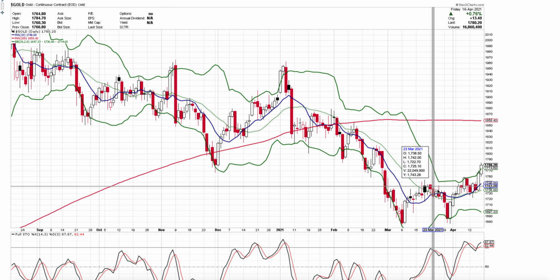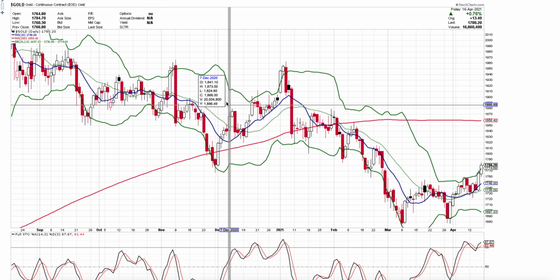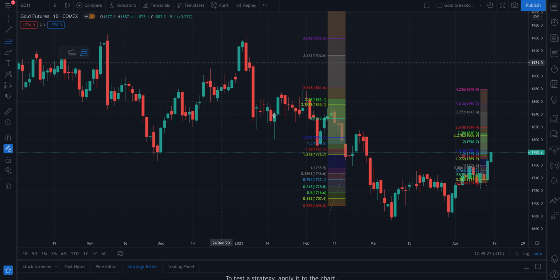So this is A, this is B, and this is C. Let's see what C is. Assuming this is A, this is B, and this is C, C is the 138 Fibonacci extension. It's a seller's area, but the most solid one would be the 162, which is 1880.3. This one is a seller's zone too, but it is the more solid one.